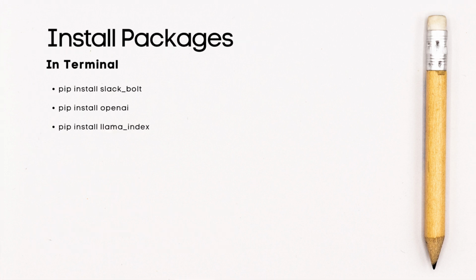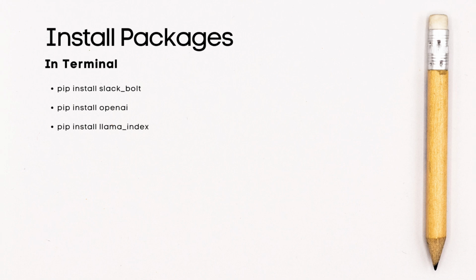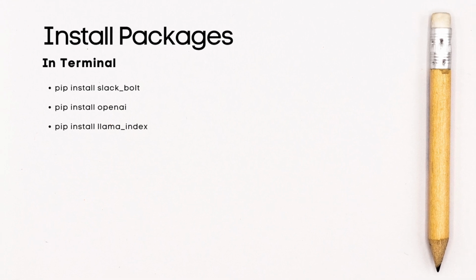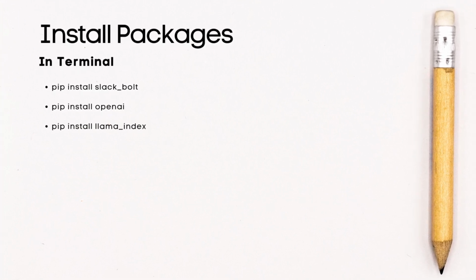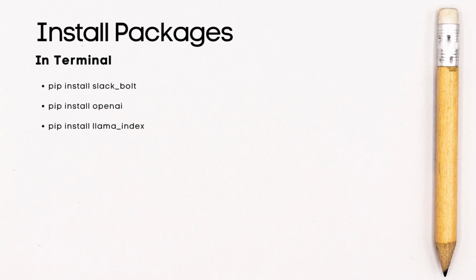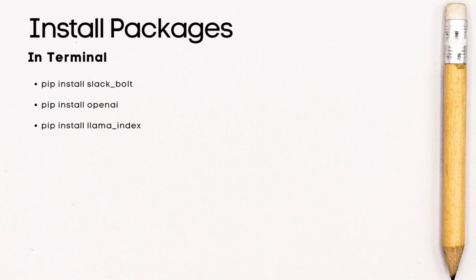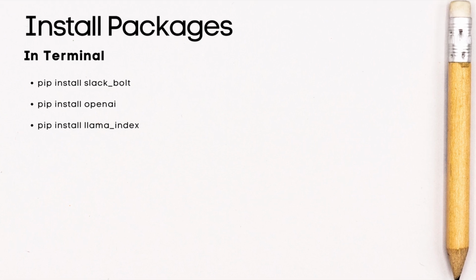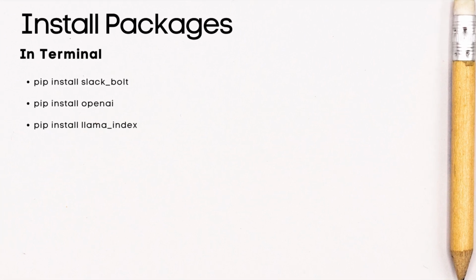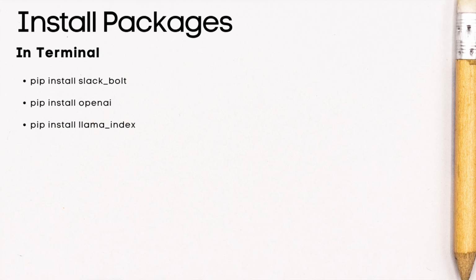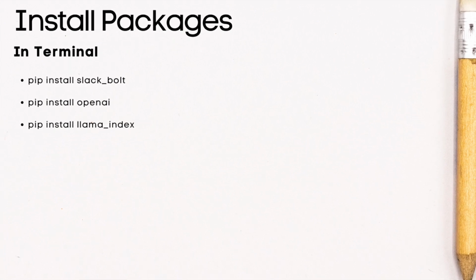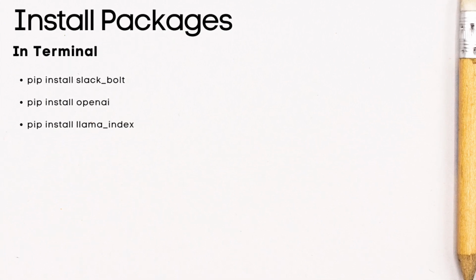All right, so next up, we're going to be installing three packages. First is the Slack Bolt package, which allows us to build our Slack app. The OpenAI package, because we're going to be using OpenAI GPT. And then finally, we're going to be installing Llama Index. Llama Index is an awesome library that makes it easy for you to connect your documents to GPT.